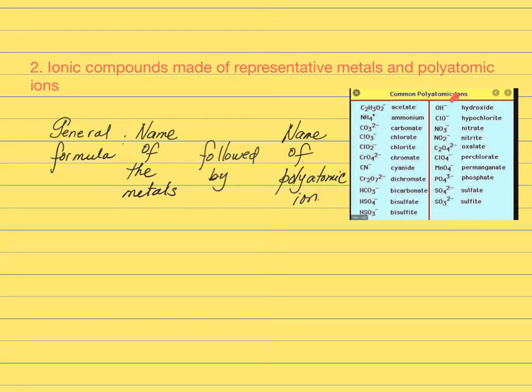Remember, since they are ions, you have a chemical formula for the polyatomic ions, and they also have a charge, an oxidation number. That's super important.